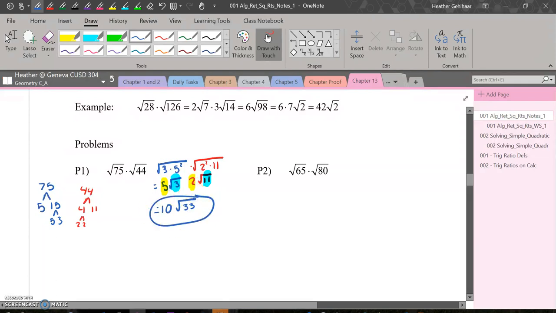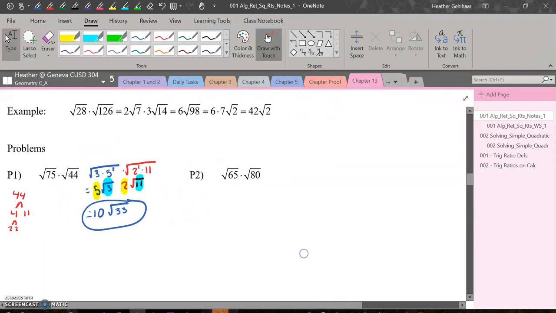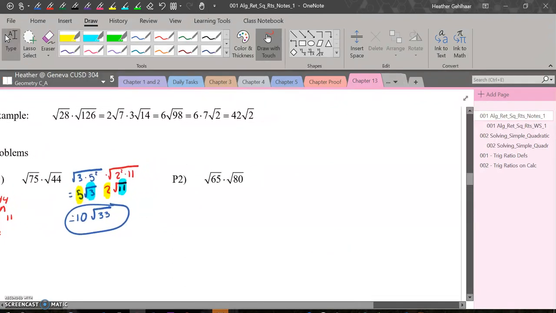Okay, go ahead, do the next one. Okay, so the next one here, same exact process. So we have 65. We can get 65 by doing 5 times 13. That's all we got there. And then we have 80. Here we have 8 times 10 will get us 80. 2 times 5, and then 4, 2, 2, and 2.